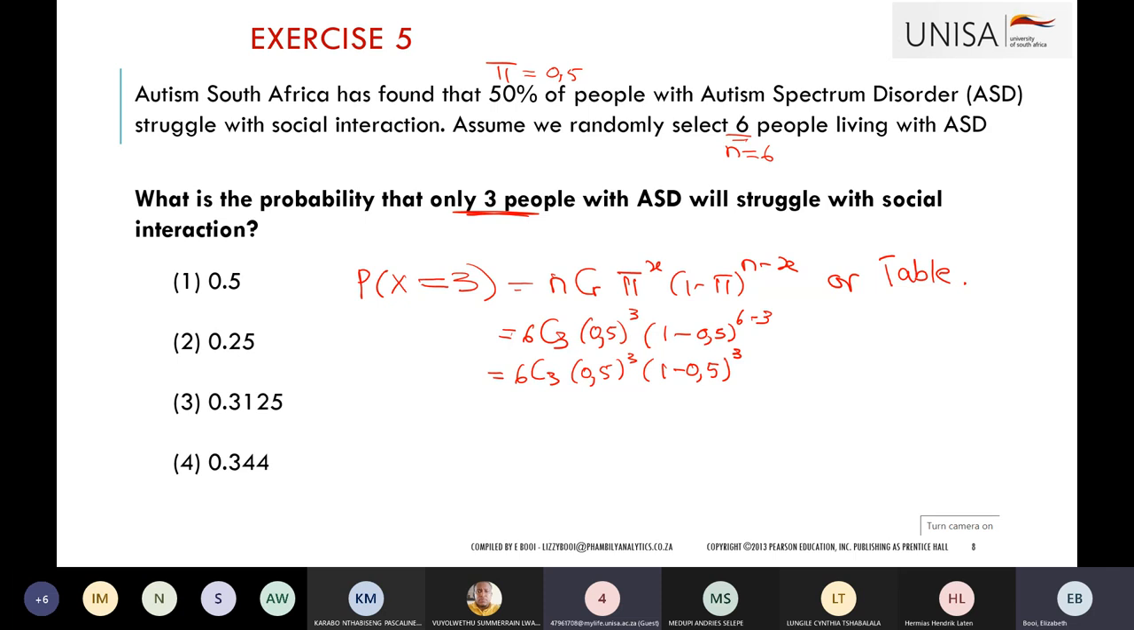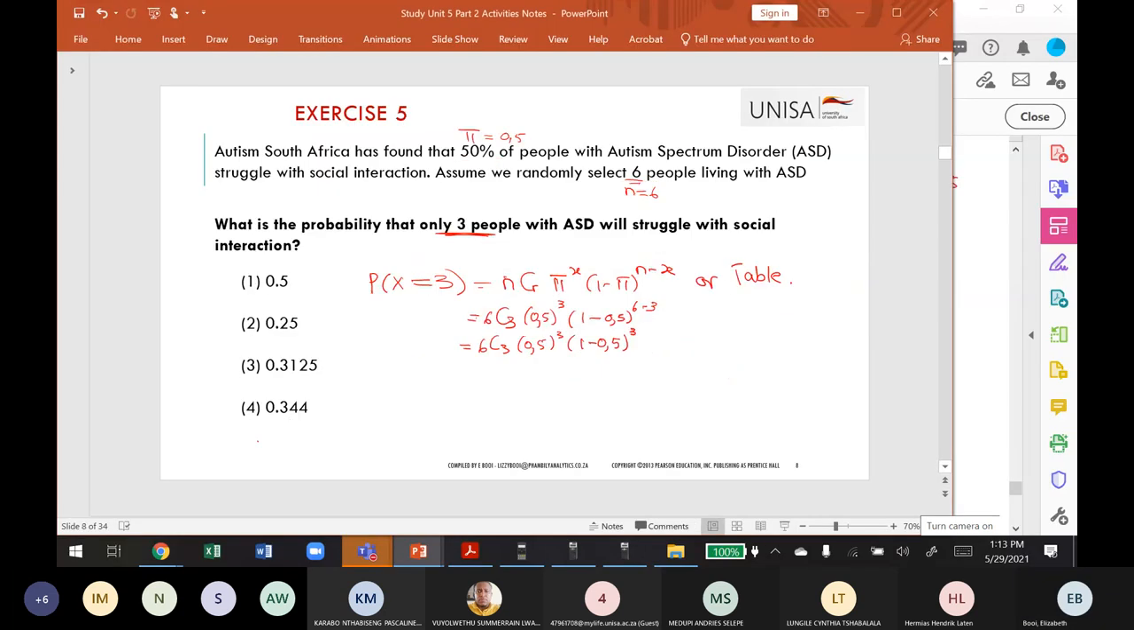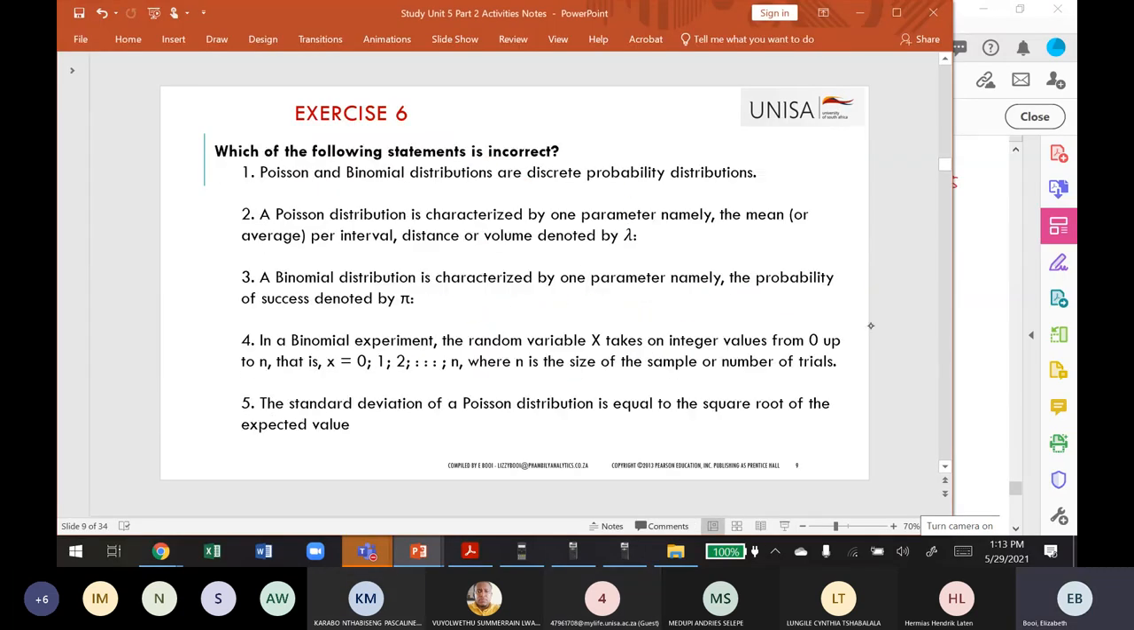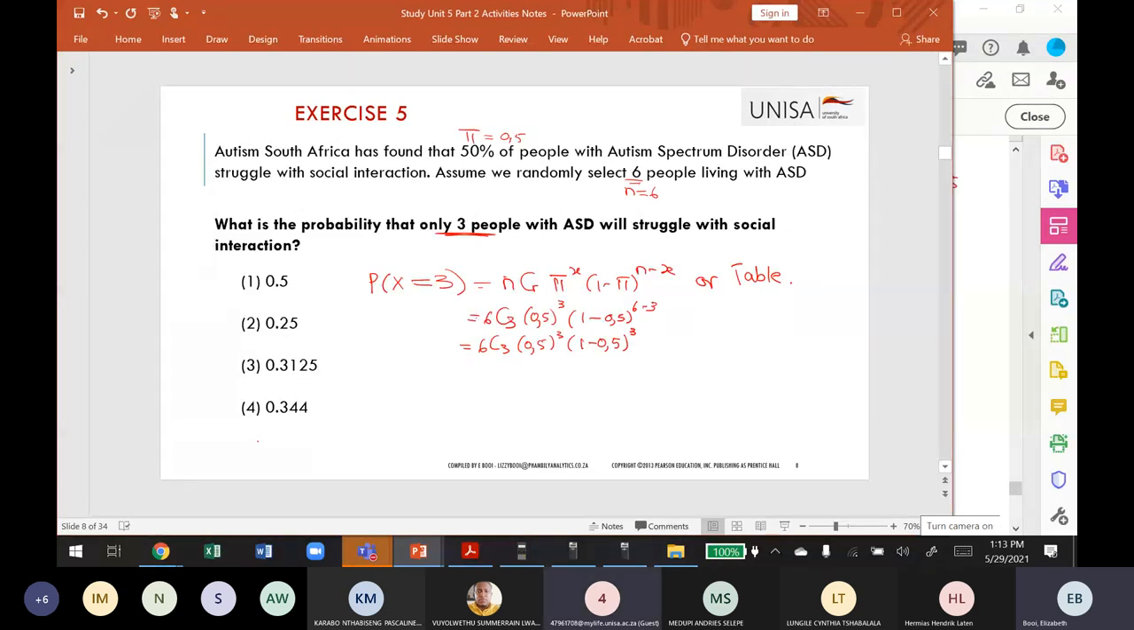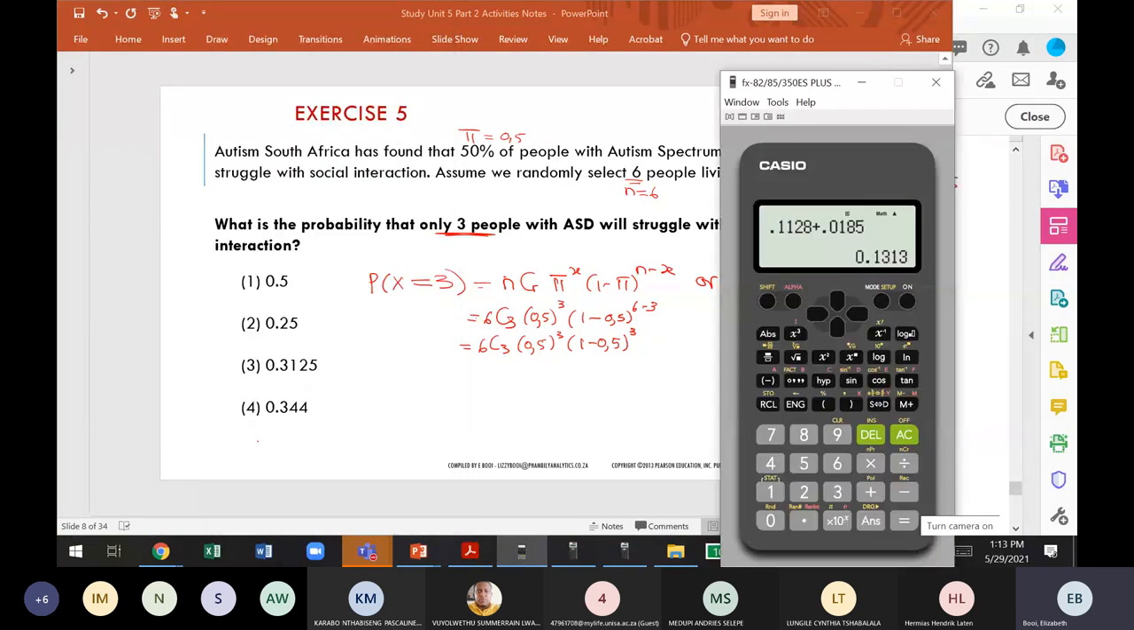Okay, so I'm going to assume that Karabo has used the table. That is why. Yes, I used the table. She was able to find the answer quickly. And for some of us who are still busy with calculators, it might take us long.